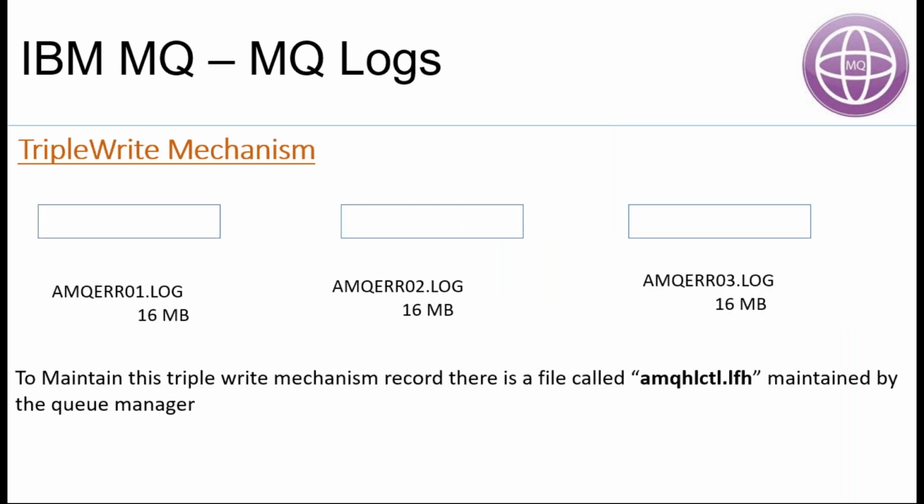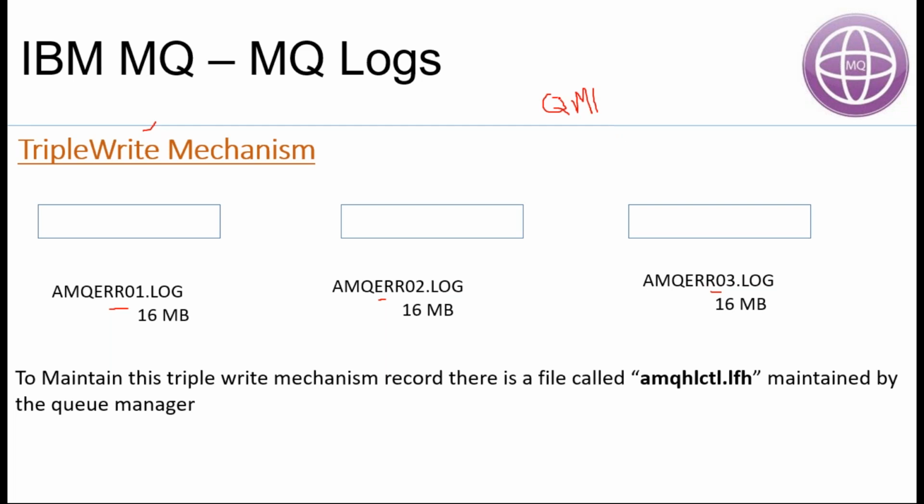Okay. Now let's see, with the help of the triple write mechanism, how error log files are going to record the errors. So simple. There are three files: AMQERR01.log, 02.log, 03.log. Let's assume there is a brand new queue manager called QM1. As it is a brand new queue manager, by default each and every file will be empty because no error has occurred and there is no entry in the error log files. So it will follow a triple write mechanism. What is meant by triple write mechanism? The latest error will go to the first file only.